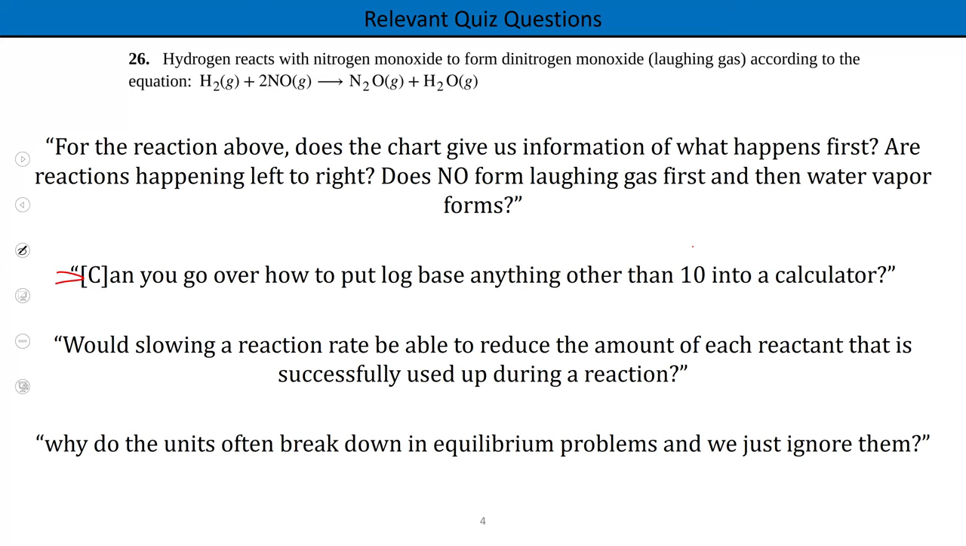So we're just skipping over that at this point, but just know that the units don't break down so much as the assumptions we're making break down if you try to include the units. They work as long as you ignore the units.